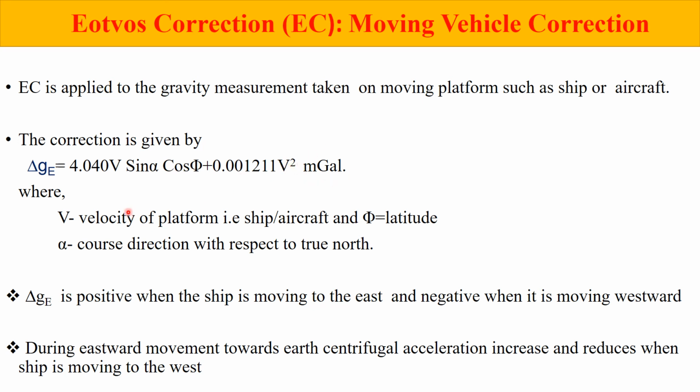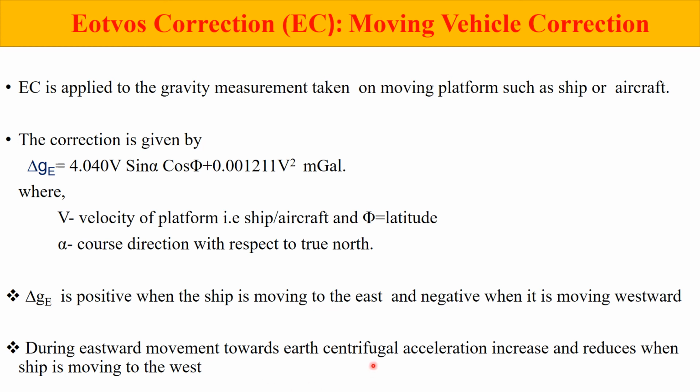And now it has to be the same thing. It is positive when the ship is moving to the east. What happens when the ship is moving to the east? It is moving towards the earth's centrifugal acceleration, so that the gravity value decreases. So you have to add that value. So that's why delta G is positive.